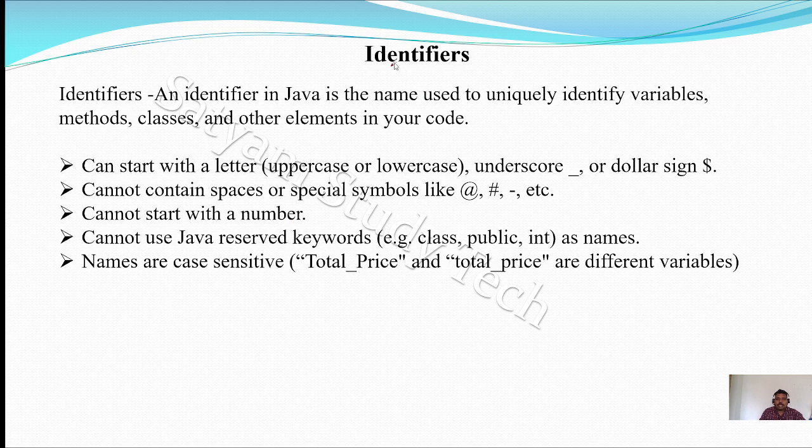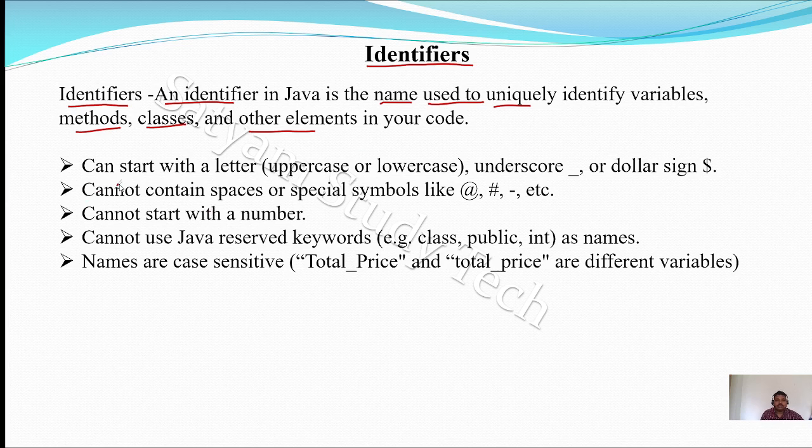Today's topic is identifier, the next token. So what is meant by an identifier, and what are the rules of an identifier? An identifier in Java is the name used to uniquely identify variables, methods, classes and other elements in your code.